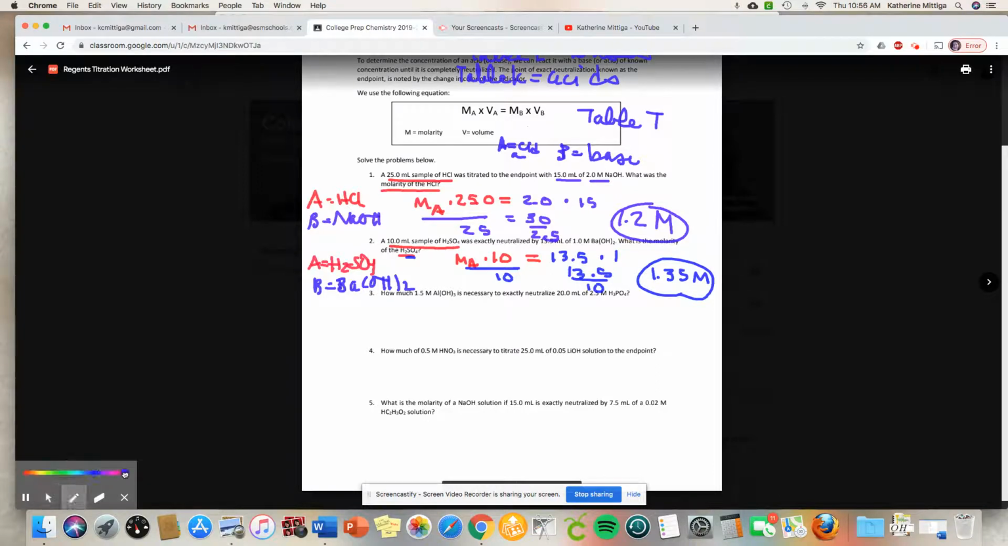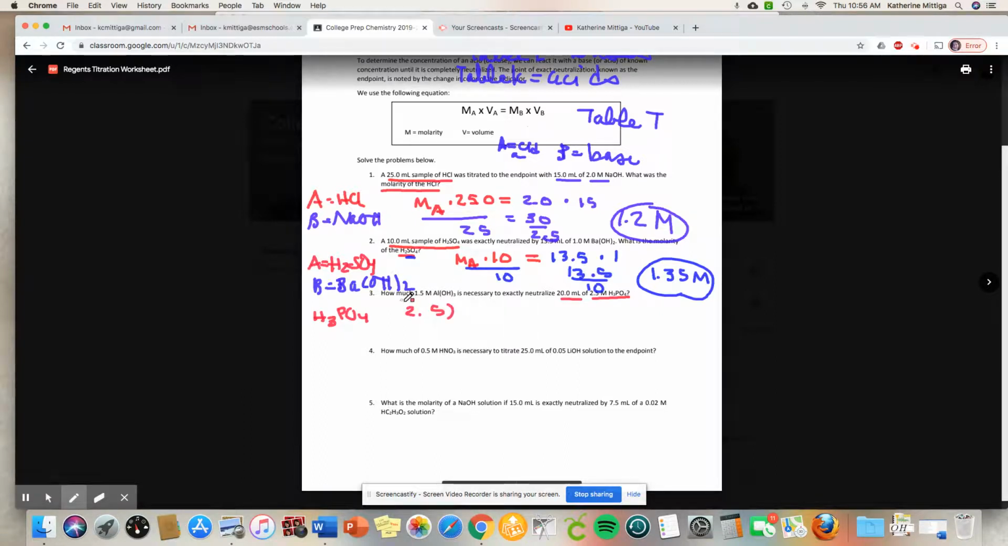First thing we should do in the next one is to identify who's acid, who's base. So aluminum hydroxide, that is not on either table K or L, so I'm just going to keep moving. H3PO4, that's called phosphoric acid. So H3PO4 is our acid. So that must mean this thing is the base, which should make sense because bases contain hydroxide.